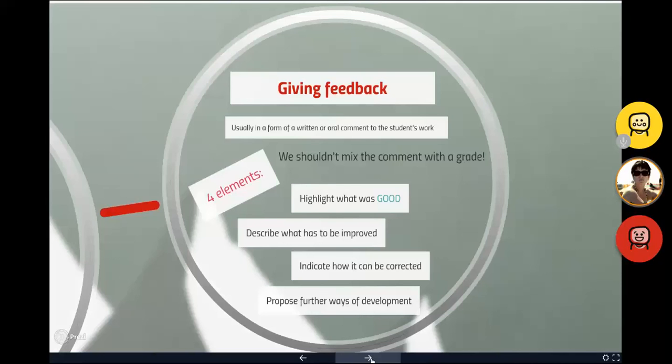Indicate how it can be corrected, because students will know what was wrong, but they wouldn't know where to start. And if you were given an example of a very good work, instead of just giving A or B, why don't you propose further ways of development? Because the student may be magnificent, very skilled, and maybe they would love to practice more. So you could indicate a website or where they could read more information on this topic that they might find interesting.